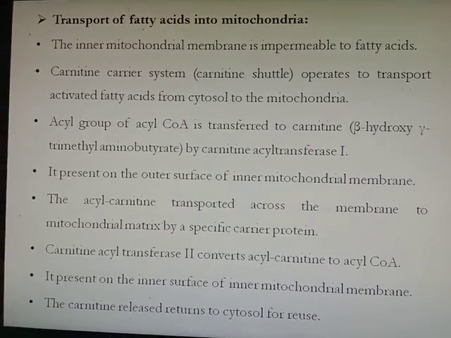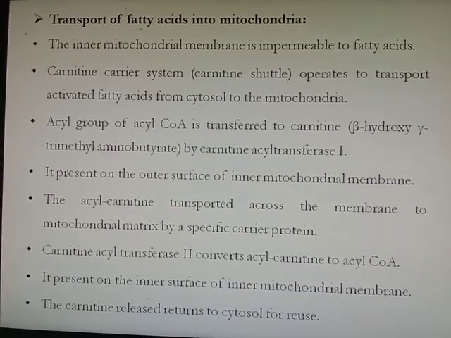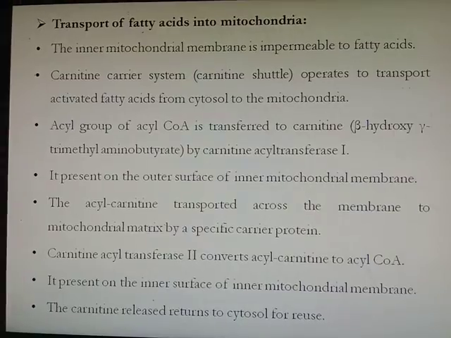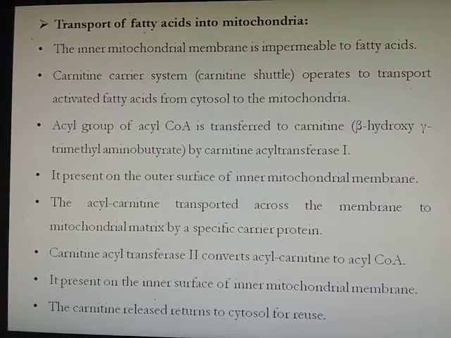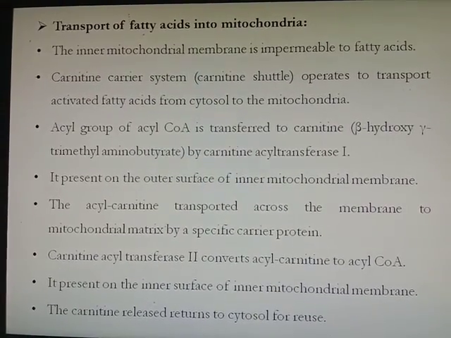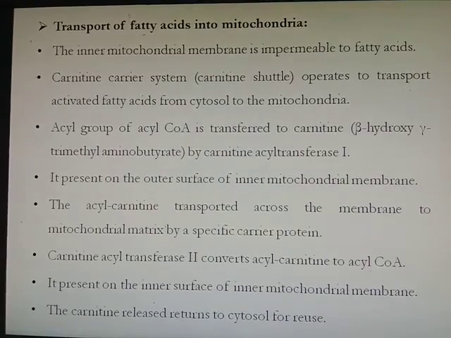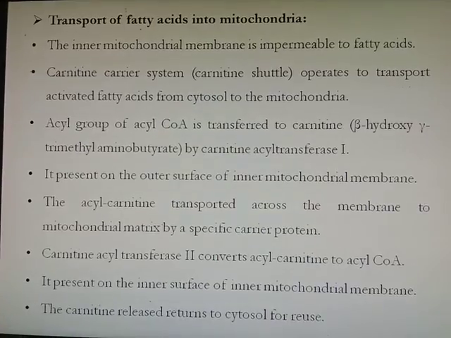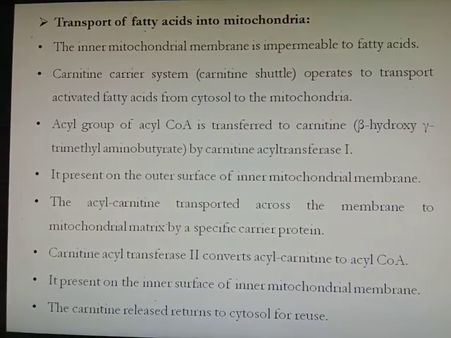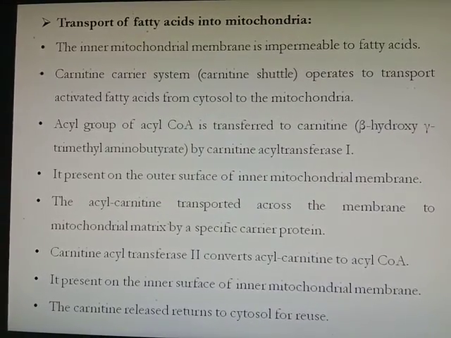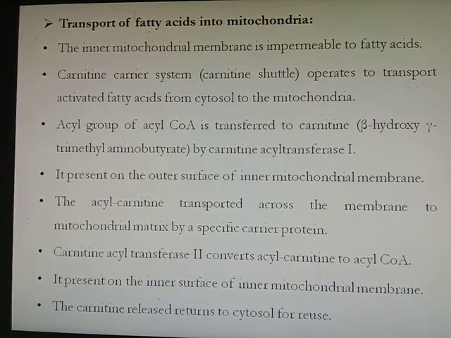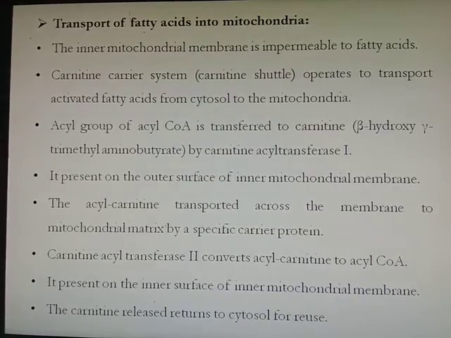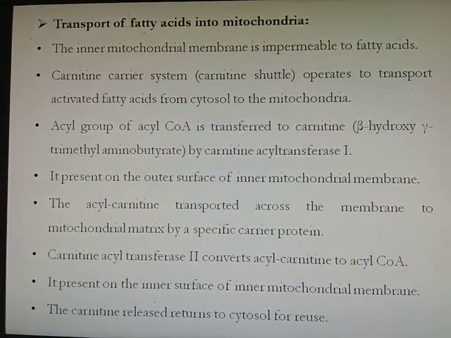Next is transport of fatty acid into mitochondria. In the cytosol, activation of fatty acid takes place for beta oxidation. Now this activated fatty acid, fatty acyl coenzyme A, is transported to mitochondria. But the inner mitochondrial membrane is impermeable to fatty acid. That's why we require a carrier system to transport fatty acyl coenzyme A from cytosol to mitochondria.